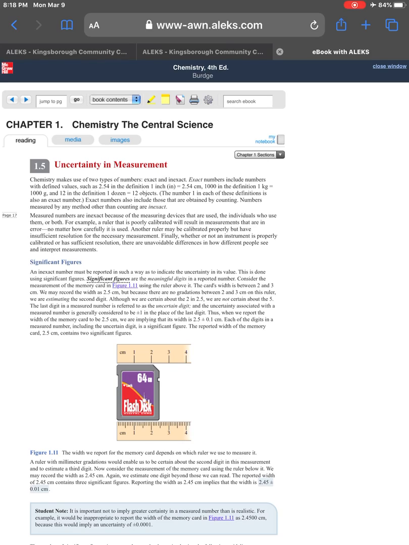In section 1.5, we're going to look at something called uncertainty in measurement. In the previous section, 1.4, we talked a little bit about the idea of measurement from the perspective of measuring physical and chemical properties. Now we're going to look at a little bit more of the arithmetic for uncertainty.